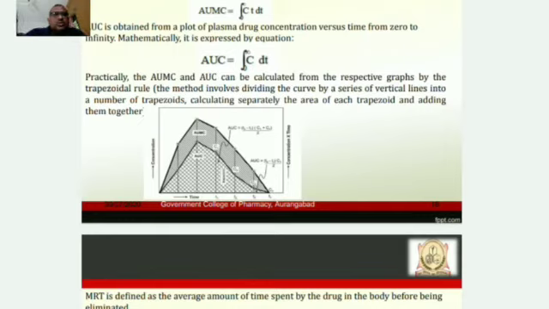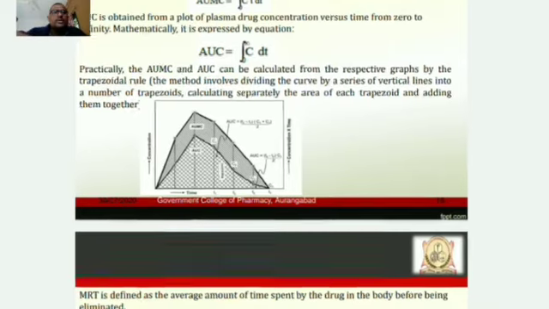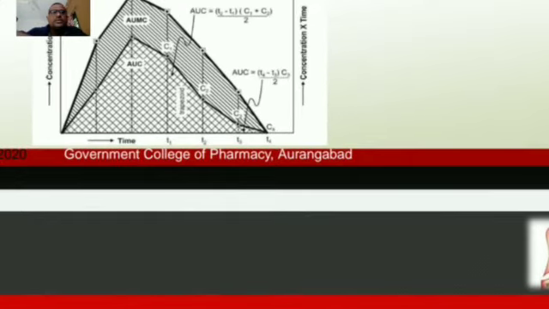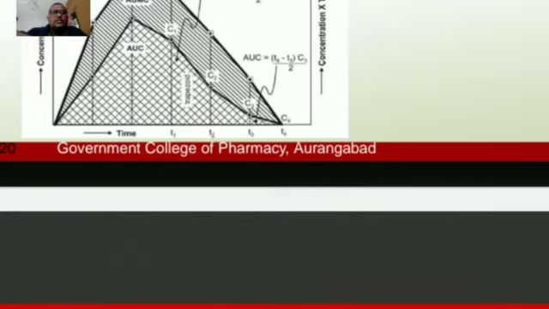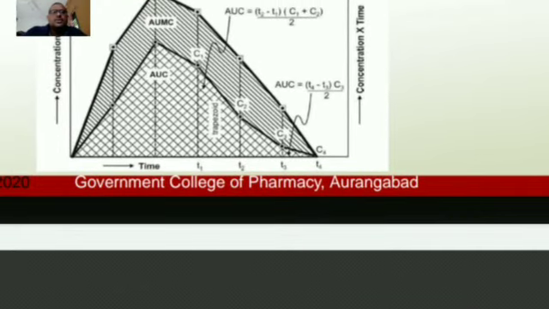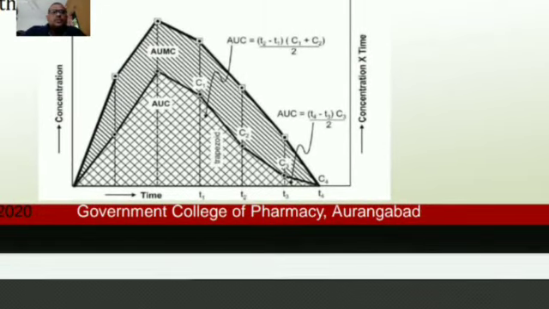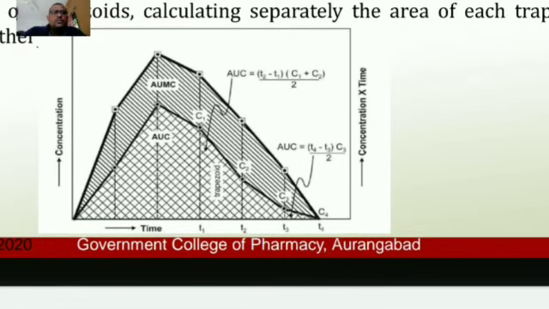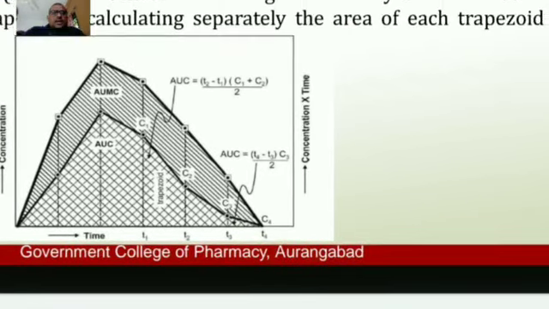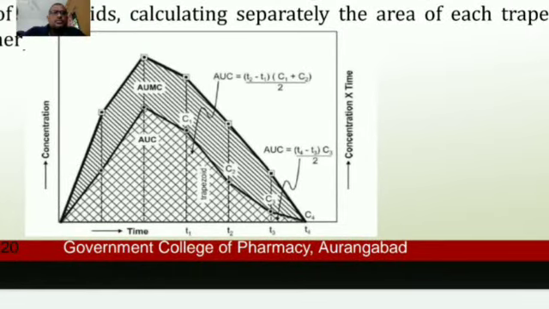This method involves dividing the curve by a series of vertical lines. So here we have to divide the curve into vertical lines, like this, after getting the plasma drug concentration time profile. Then you have to divide the graph into vertical lines, work out the number of trapezoids, and by using this formula, area under curve is equal to T2.